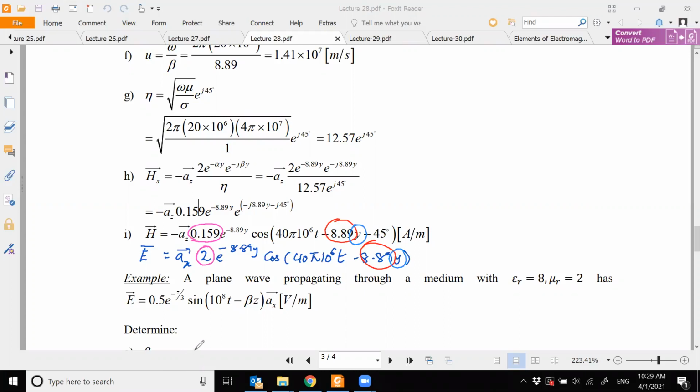Right? And what else was the question? Phase velocity. Yes. So phase velocity is what? u is omega over beta. So if omega is the same and beta is the same, then the phase velocity will also be the same. These are the important properties of the transverse electromagnetic wave. And we did this just now.